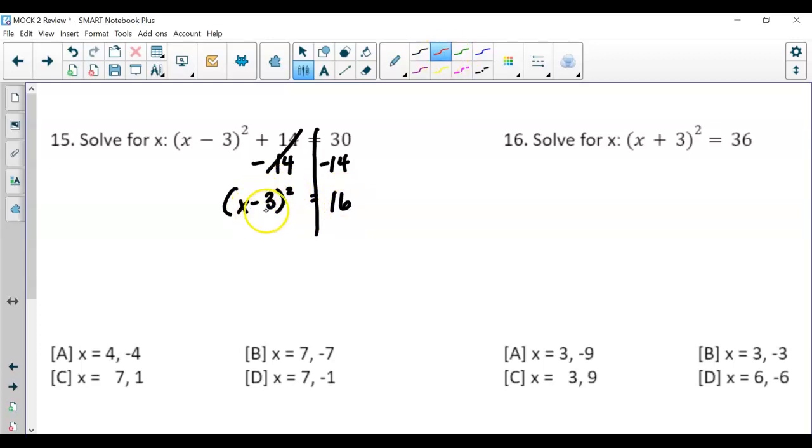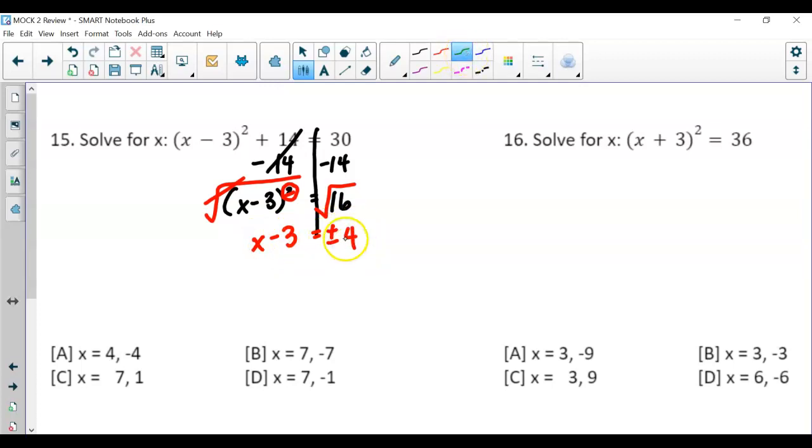Now we can't add 3 yet, right? Because it's inside the parentheses, all being grouped together. We need to get rid of the exponent. So we're going to take the square root. And x minus 3 is now equal to plus and minus 4.